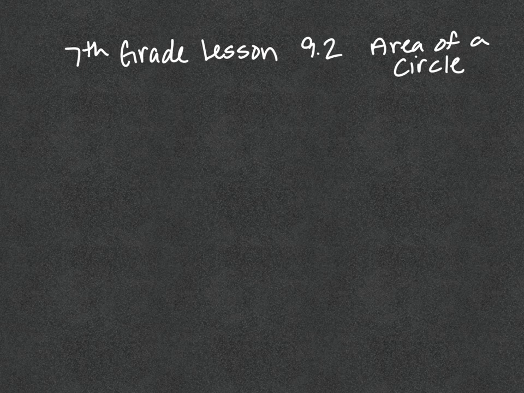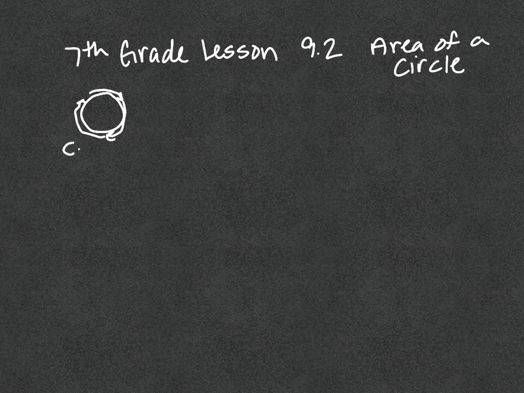7th grade lesson 9.2 is about finding the area of a circle. In the previous lesson, we did circumference, which was the distance around the outside of a circle, also known as the perimeter, right? Perimeter of a circle we call circumference. So there's one piece of information.